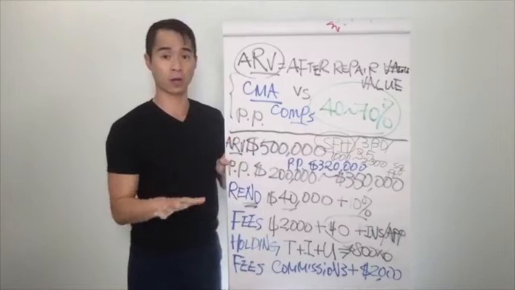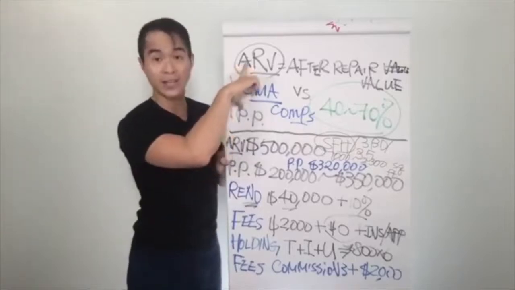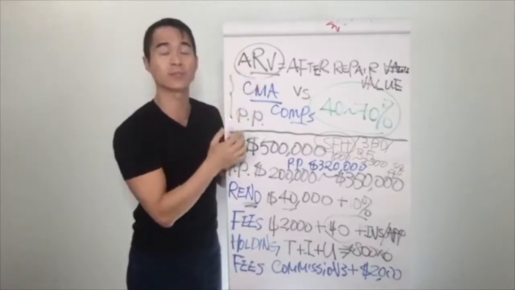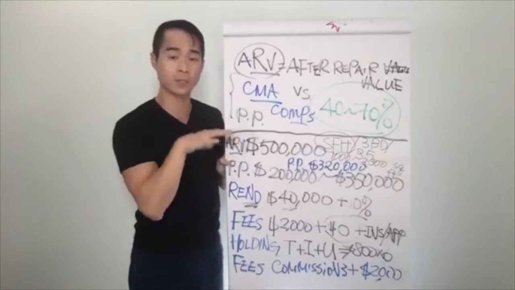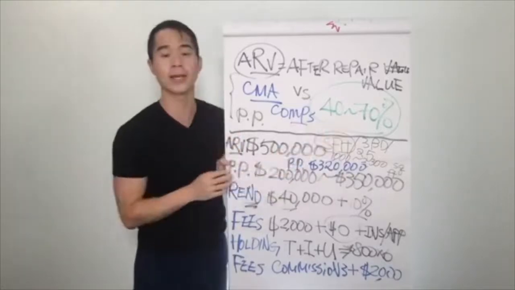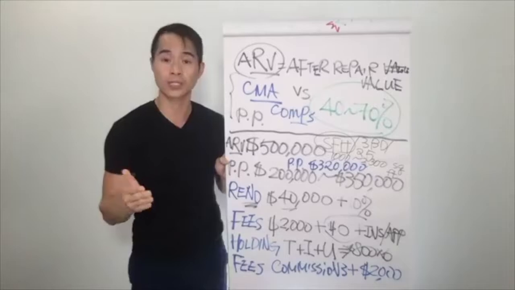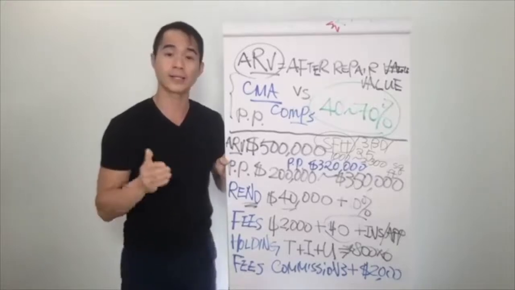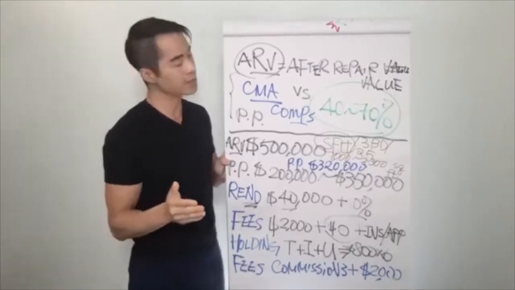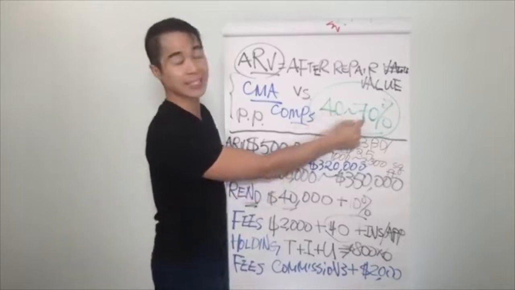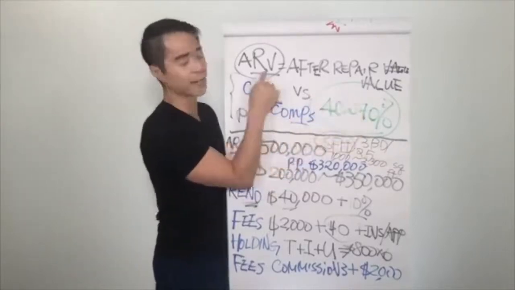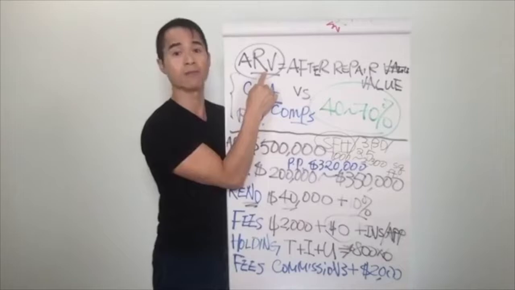Whatever it is that you want to call it, the point is there needs to be a bit of a gap. And as you can see from day one of this part, we always say 40 to 70%. Okay, 40 to 70%. So what that means is you want to buy at 40 to 70 cents on the dollar against the after repair value.